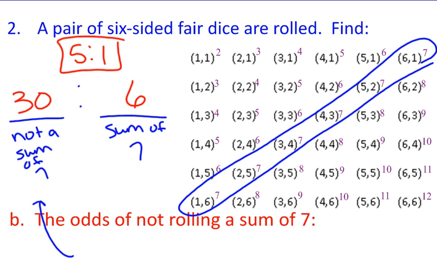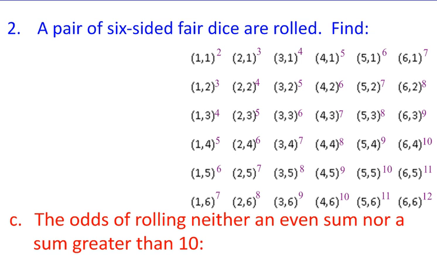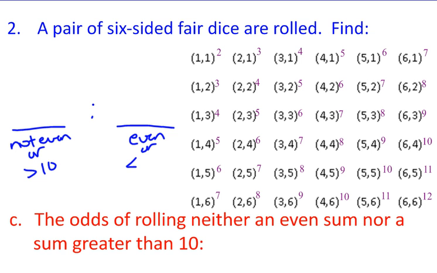Number 3 says the odds of rolling neither an even sum nor a sum greater than 10. So for the odds here, this one's going to be not even or greater than 10. This one's going to be even or less than 10. So to find my numbers that are even or less than 10, I'm going to count all of them out. Or how about, I'm going to go with the not even or greater than 10. Right, so which numbers are not even or greater than 10? So all the not evens would be all my odds, right?